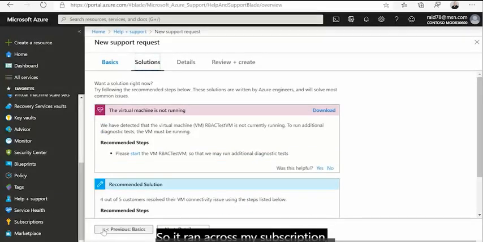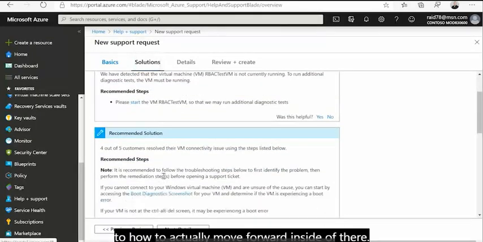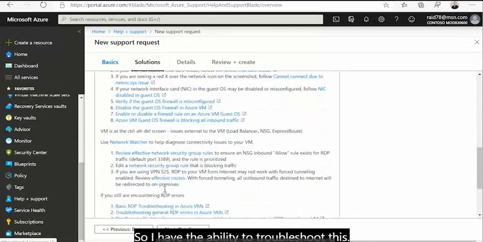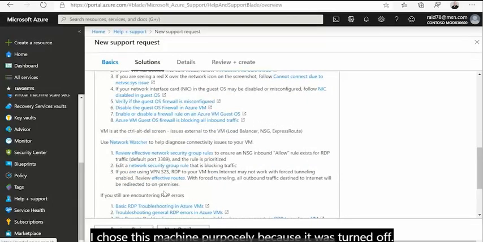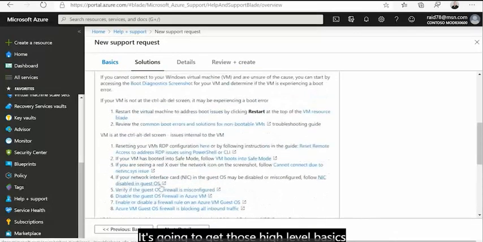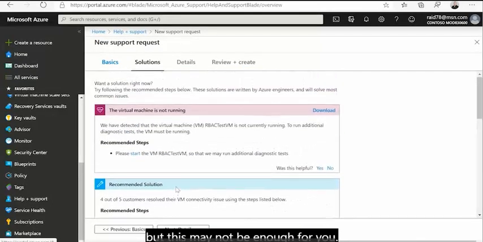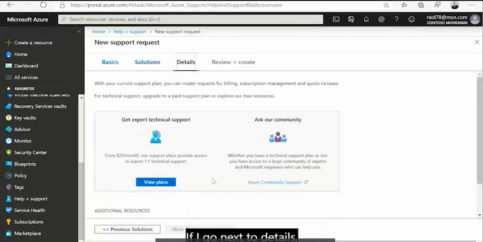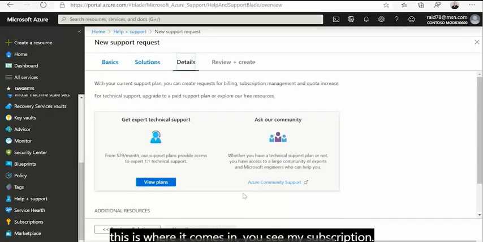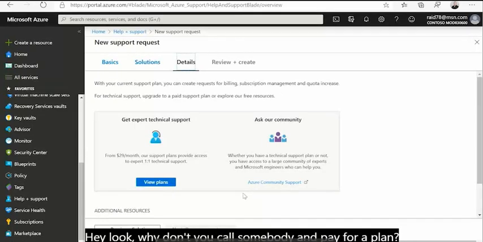So it ran across my subscription. It even gives me some recommended best steps on how to move forward. So I have the ability to troubleshoot this. I chose this machine purposely because it is turned off. It's going to get those high-level basics, but this may not be enough for you. If I go next to details, this is where it comes in. You see my subscription. Hey, look, why don't you call somebody and pay for a plan?